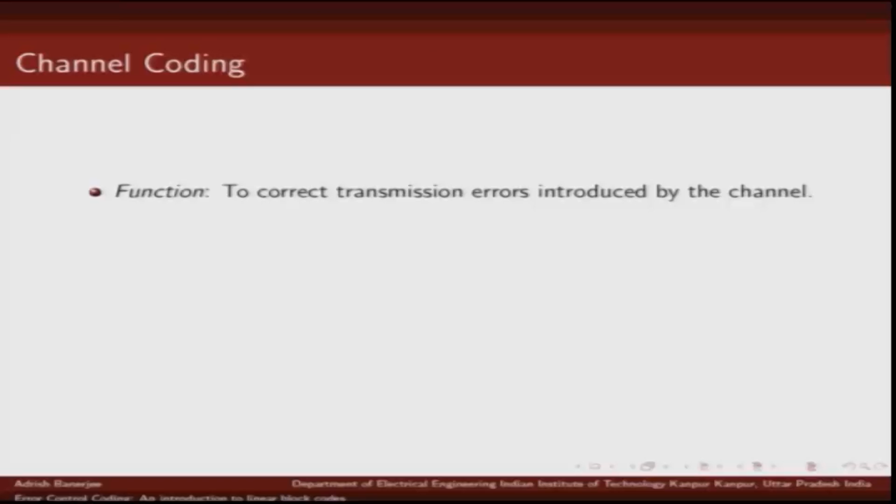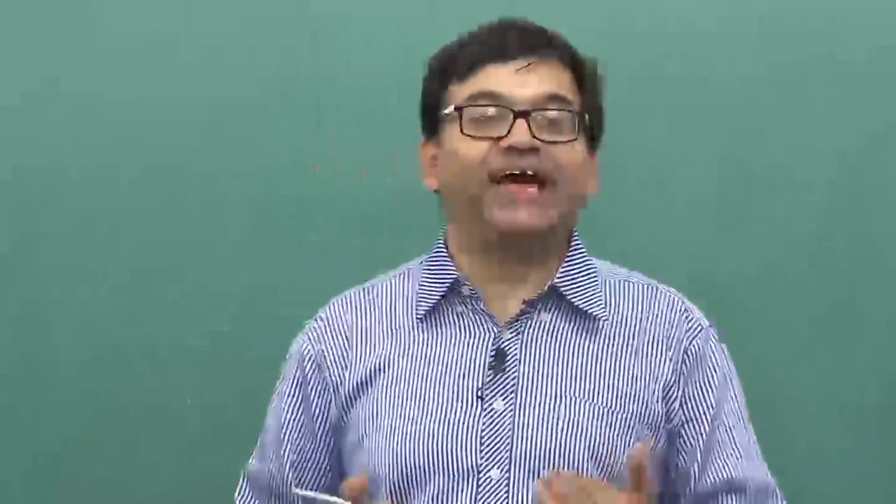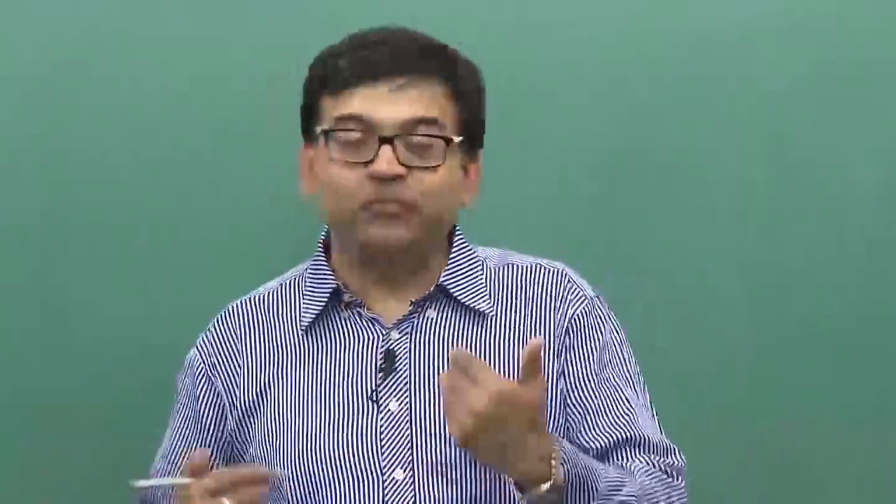The next block was the channel encoder. Now, this is of interest in this course, and what is the objective of this block? We would like to introduce additional redundancies into the source, and with the help of these redundant bits, we would like to detect and correct errors induced by transmission errors or storage errors.